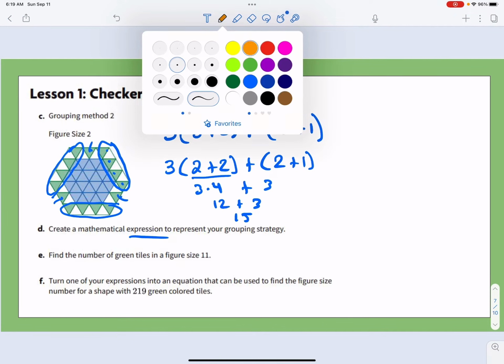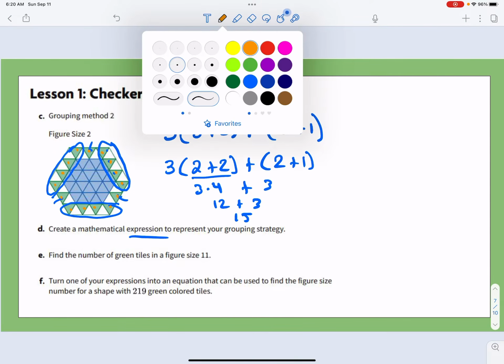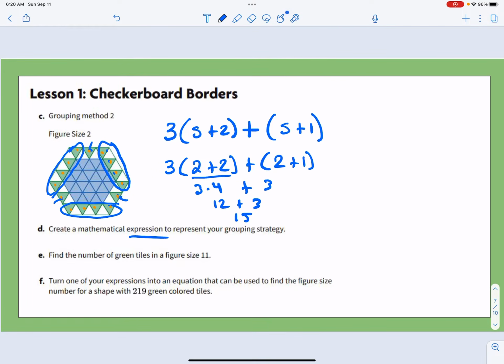Well, did I have 15 of these? 1, 2, 3, 4, 5, 6, 7, 8, 9, 10, 11, 12, 13, 14, 15. So that does work okay there. So it is working here. If I want to find one with the number of tiles that it's 11, well, then I would take that same equation, 3 times 11 plus 2 plus 11 plus 1.